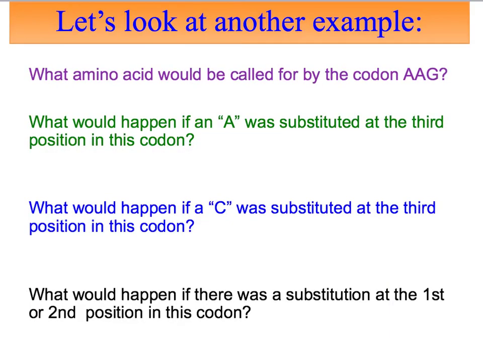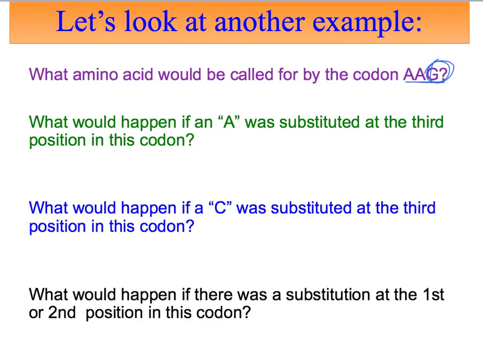here are these questions. What amino acid would be called for by the codon AAG? You can look that up on page 303 of your book. So hit pause if you need to look in your book to answer these, because I wouldn't expect you to memorize this. What would happen if an A was substituted at the third position in this codon? So an A would be substituted here. What's going to happen? Check out page 303 and see what that changes to.